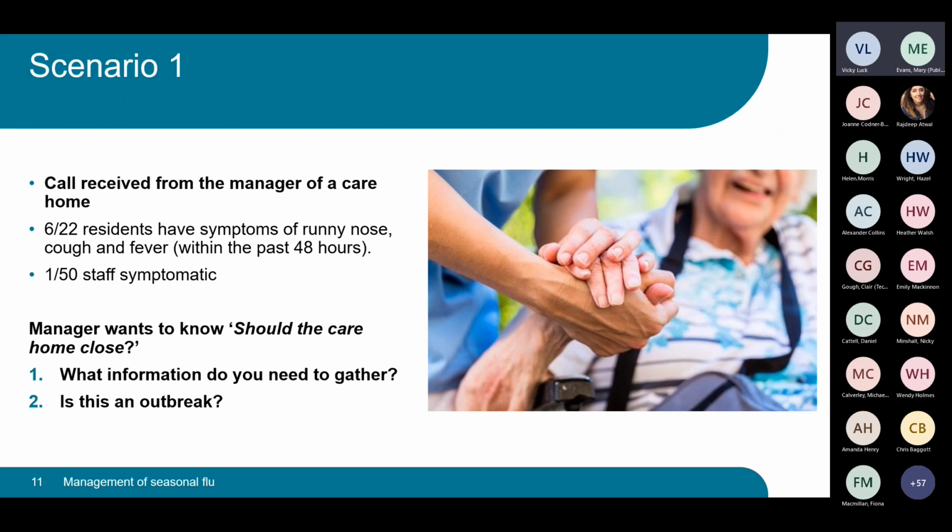So our scenario 1 would be, we've received a call from the manager of a care home. We have 6 out of 22 residents who have symptoms of runny noses, coughs and fevers. We've got 1 out of 50 members of staff who are also symptomatic. The manager of the care home wants to know should the care home close, and what information do we need, and is this defined as an outbreak?